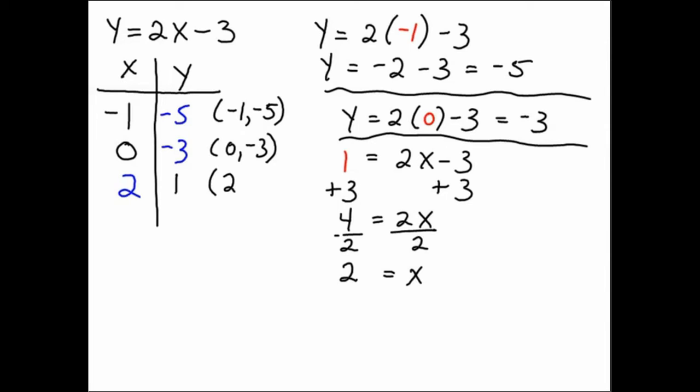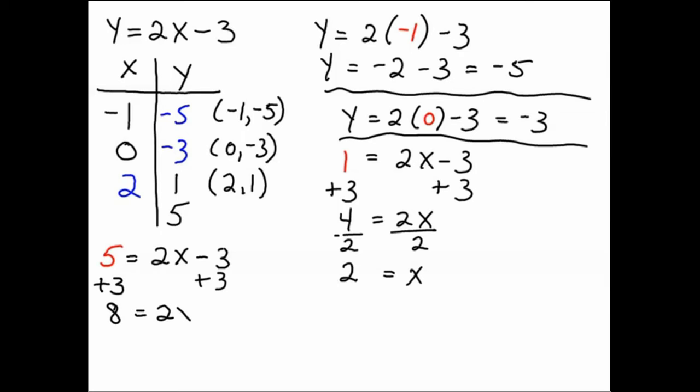So now we'll place the 2 next to our y value 1, and we have our third ordered pair, 2, 1. Finally, we'll choose one more value for y. Let's say y is equal to 5. Now let's take 5, substitute it for the y, and again we'll solve for x. So add 3 to both sides of the equation. We have 8 equals 2x. Divide by 2. X equals 4. So on our table, we'll place the 4 next to the 5 for our last ordered pair, 4, 5.